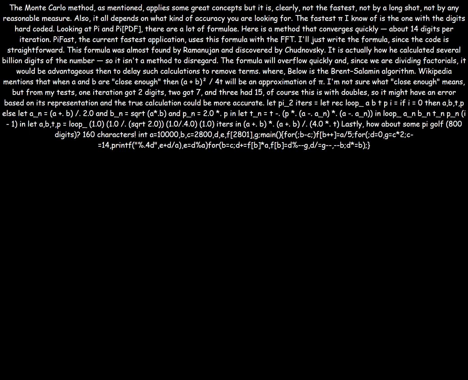I'm not sure what close enough means, but from my tests, one iteration got 2 digits, 2 got 7, and 3 had 15. Of course, this is with doubles, so it might have an error based on its representation and the true calculation could be more accurate.